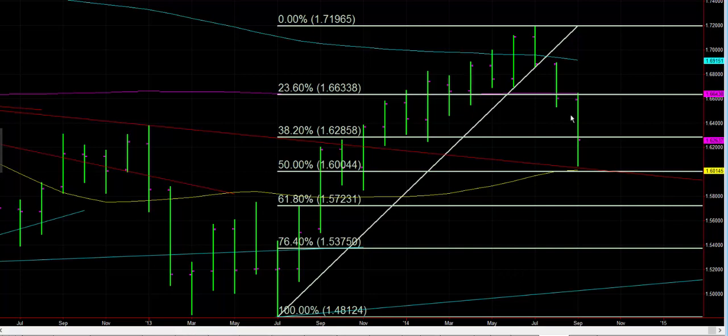So let's keep our eyes open on September 18th, before and after, and let's look at the impact of the Scottish referendum on the British pound.